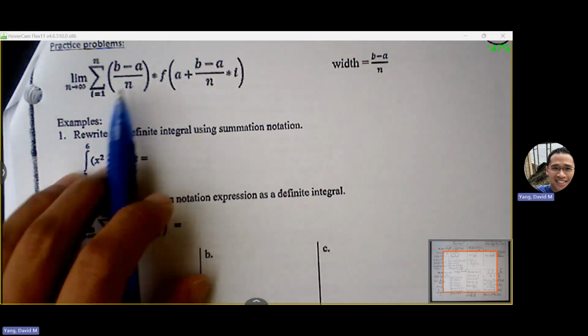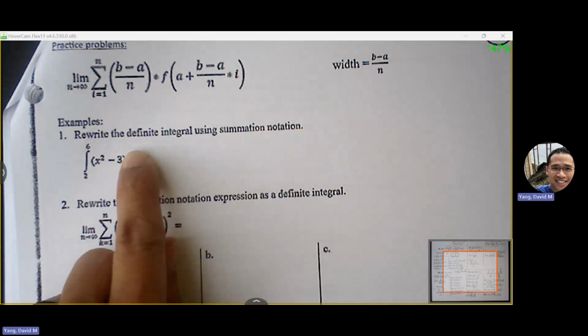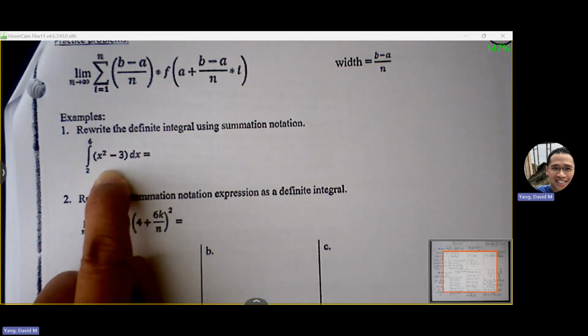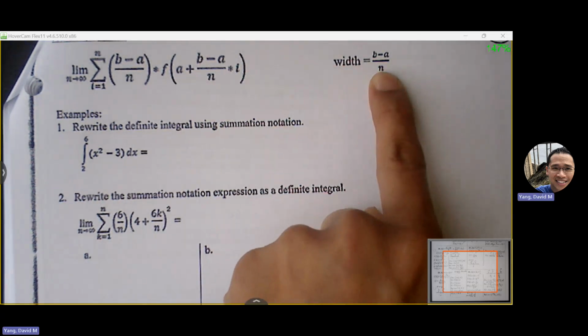So we're trying to get into this form and try to get this out of function notation as well. So let's try that for number one here. Rewrite the definite integral using summation notation. So start off with your width. What's our A and B value?